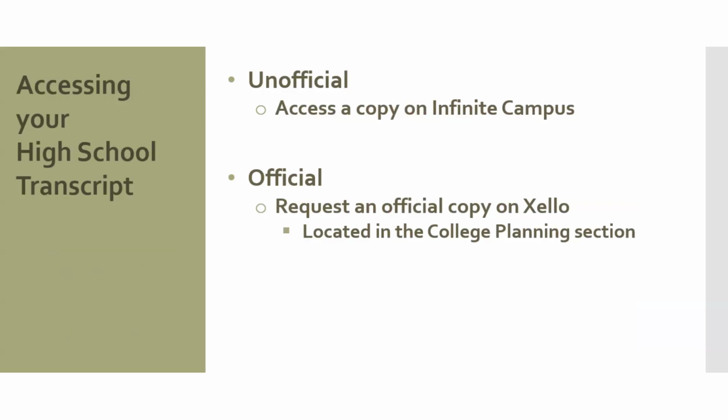In order to access your transcript, you need to know if you need an official or unofficial transcript. An official transcript has to be sent from the high school, but an unofficial transcript can be sent from you. If you need an unofficial transcript, you can download it from campus. If you need an official transcript, you'll have to log into Zello and go to the college planning section and request it be sent. Your request will be sent to Becky, and then she'll make sure it gets sent to the college you requested it for. If you need an official transcript for a scholarship, see Becky, and she can work with you on how to send out all your materials at once.